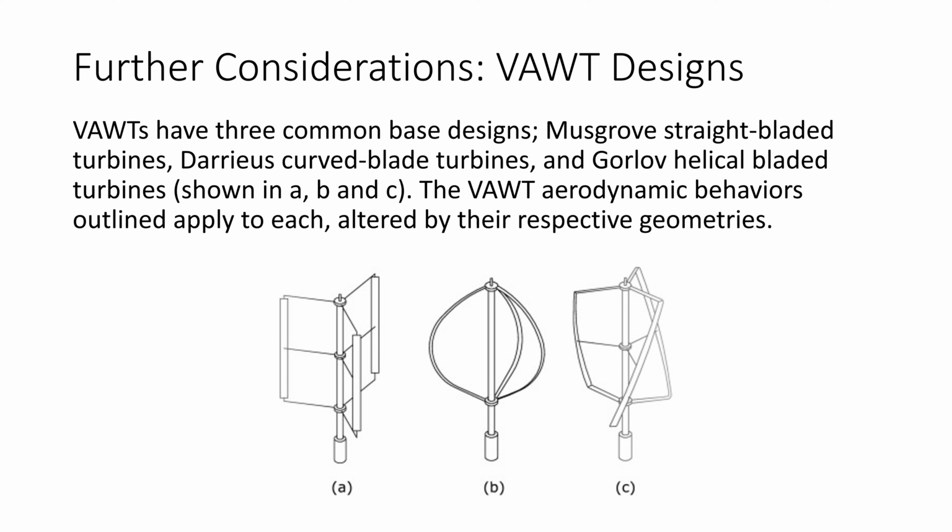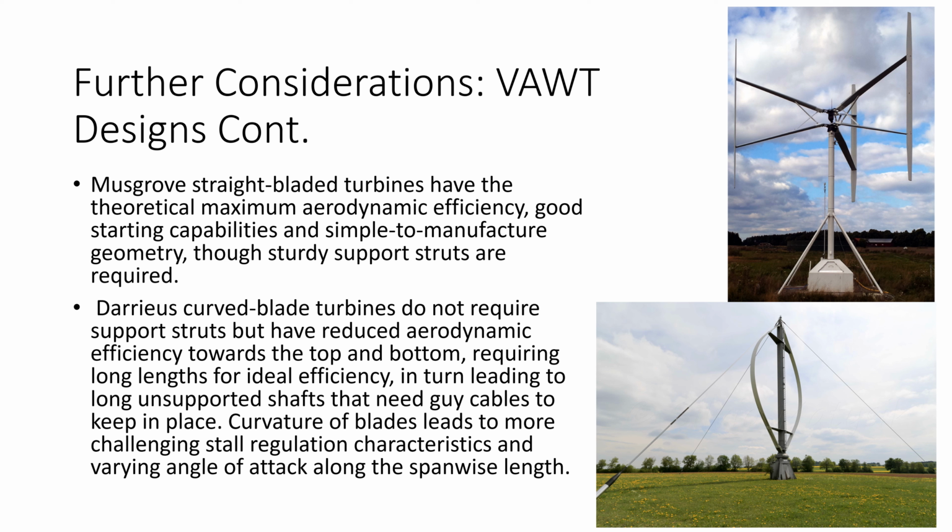There are a few common base designs of vertical axis wind turbines, and they each have aerodynamic advantages and disadvantages. Those three are shown below as A, B, and C, the Musgrove, Darrieus, and Gorlov turbines. The Musgrove straight-bladed turbines have the highest theoretical efficiency and good starting characteristics with simple geometry, though they require sturdy support struts.